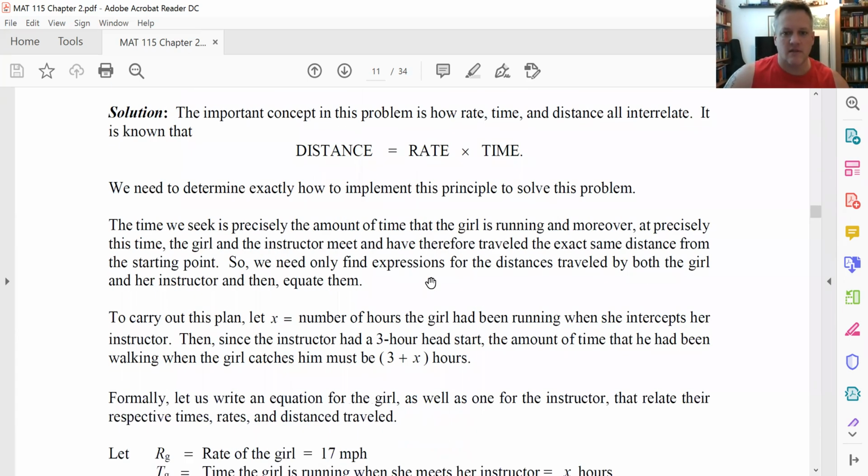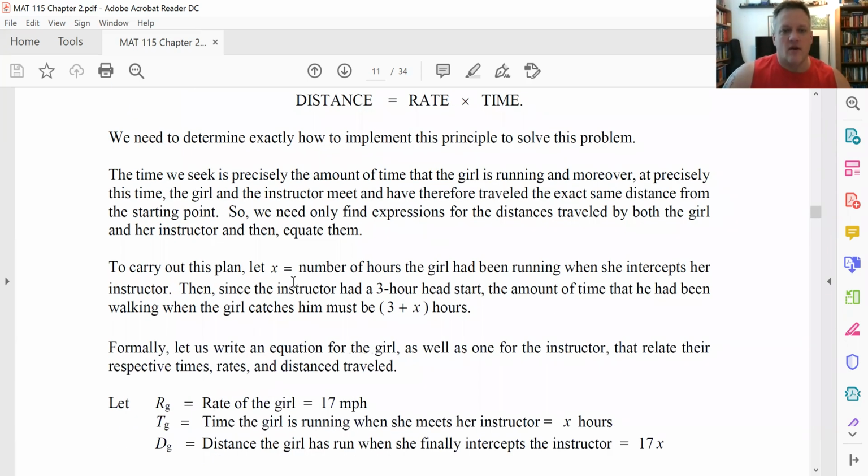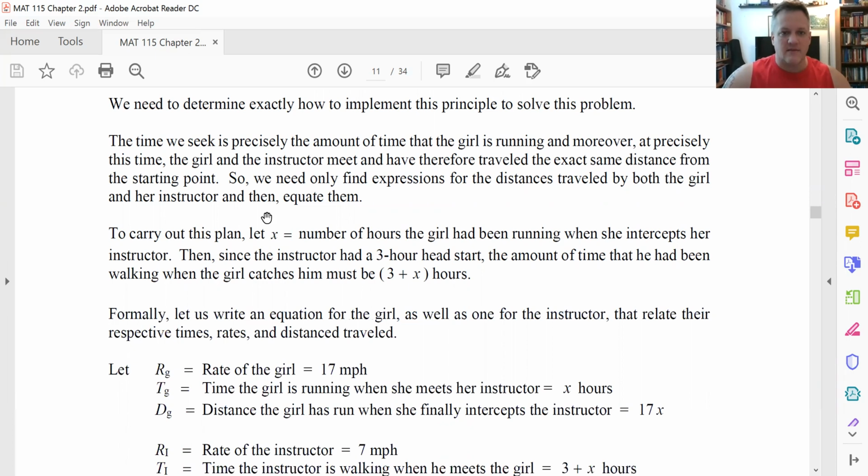Okay, so let's look at this. The instructor has been walking at that rate for 3 hours. The minute those 3 hours are up, this girl starts to sprint at 17 miles an hour along the exact same path as her instructor. What are we trying to find? Let X be the number of hours this girl has been running when she intercepts her instructor.